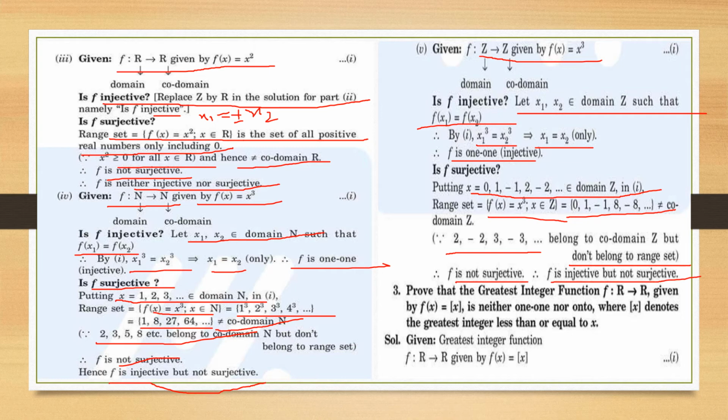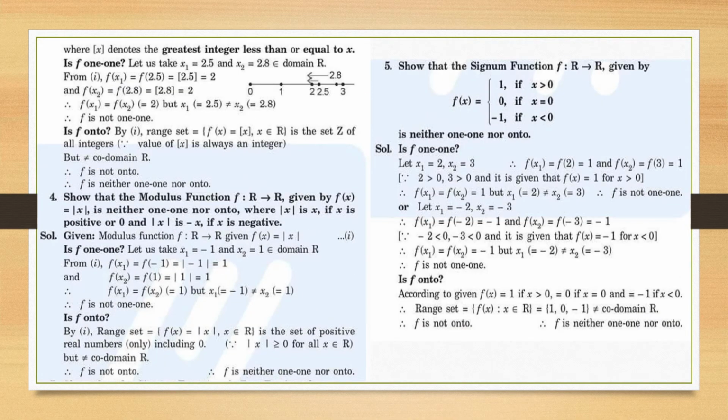Number 3: prove that the greatest integer function f mapping from R to R given by f(x) = [x] is neither 1-1 nor onto, where [x] denotes the greatest integer less than or equal to x. Now see the oneness. You must know about the behavior of the greatest integer function. Like if we take x1 as 2.5 and x2 as 2.8, both are belonging to domain R, right?